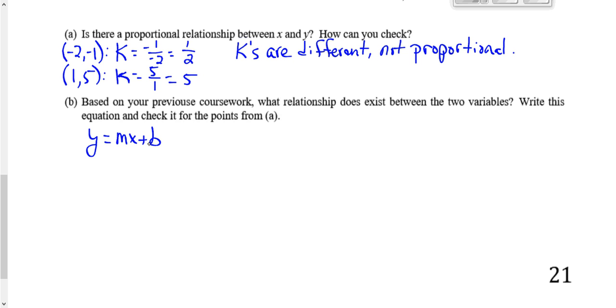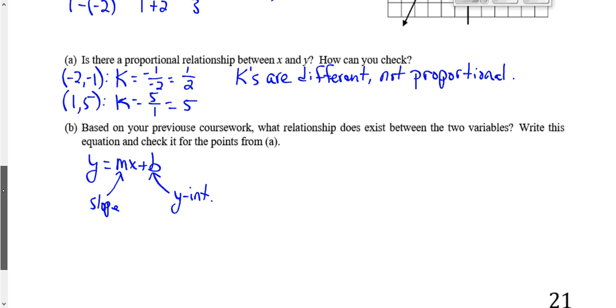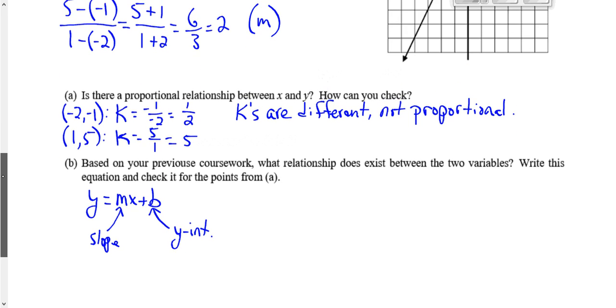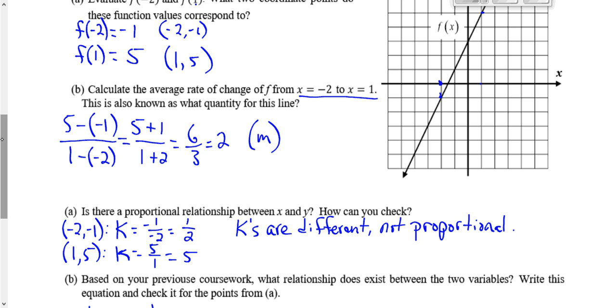Yeah, and I wrote it down. And what's the m? Slope. That's your slope. And what's the b? Y-intercept is where it crosses the y-axis, right? Okay. So the slope in our case is actually what? What is the actual slope? Go up to the graph. 2. Right.